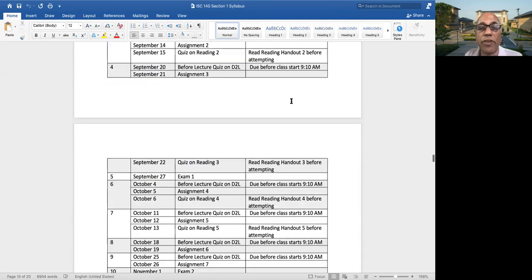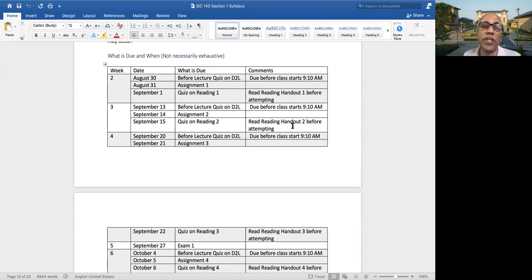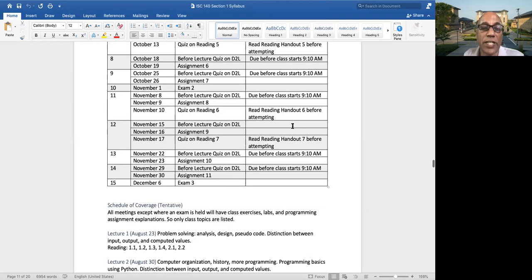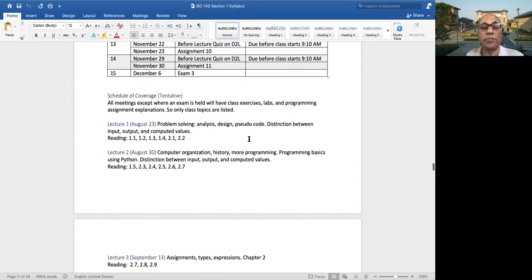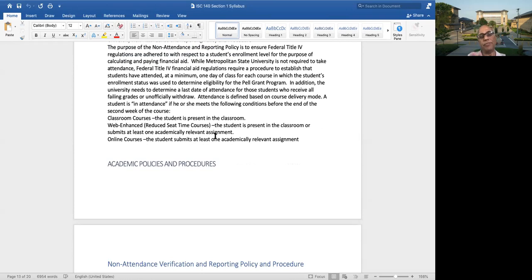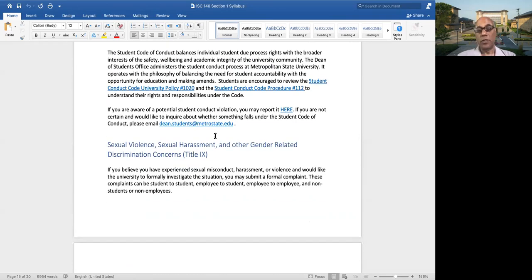The schedule is given here. You can read that. I have tried to put the deadlines in a separate table. Hopefully they are correct. I'm pretty good at getting my dates wrong, so be careful with this, but I have tried to be helpful here. The schedule of coverage and the exams are all given in this part of the syllabus. The rest of the syllabus is all boilerplate language. You must read all that, but I'm not going to go over those. Any questions?